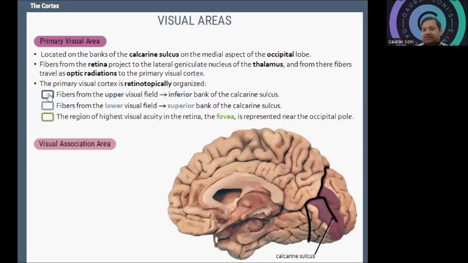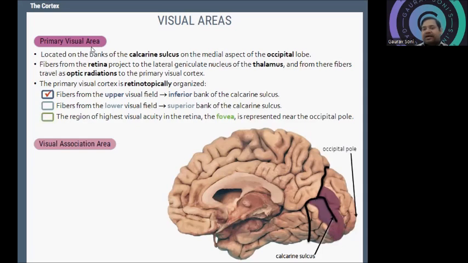You can see here the blue color which is marking. Then fibers from the lower visual area, you can see the next part which is illuminating right now, will be in the superior bank of the calcarine. The region of highest visual acuity in the retina, the fovea, will be represented near the occipital pole. You can see the occipital pole downside here. It was blinking. Occipital pole. This is the area where the light, when it falls on the fovea, will be represented.